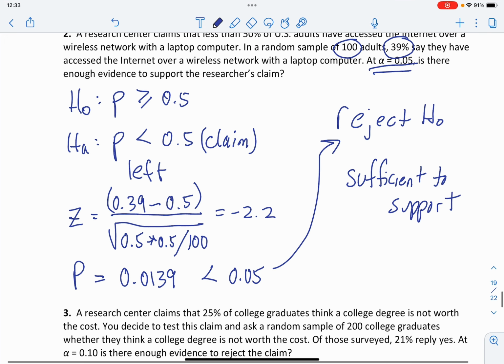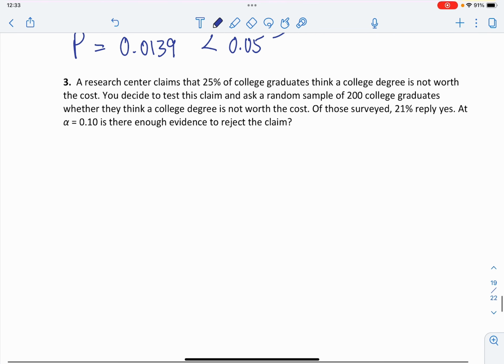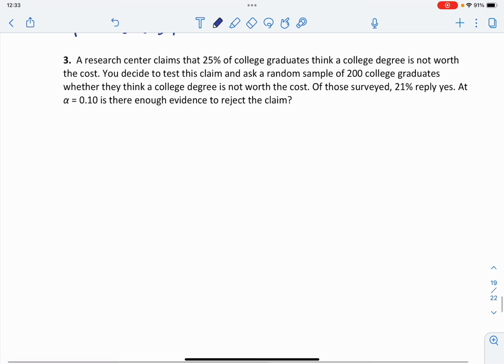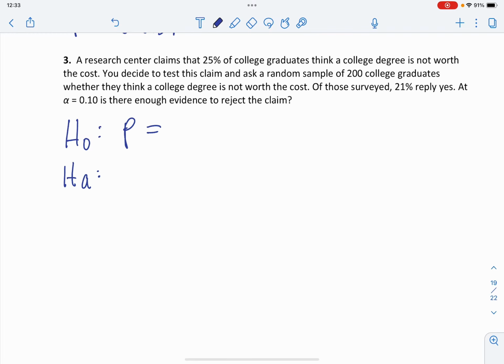Okay, let's try one more. The research center claims that 25%. Okay, this looks like an equals, doesn't it? So here p is equal to 25%. And then HA is p not equal to. So here the H0 is the claim. Let's jump right to find, oh, this is a two-tailed test.